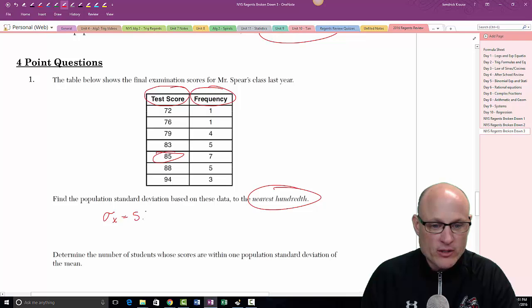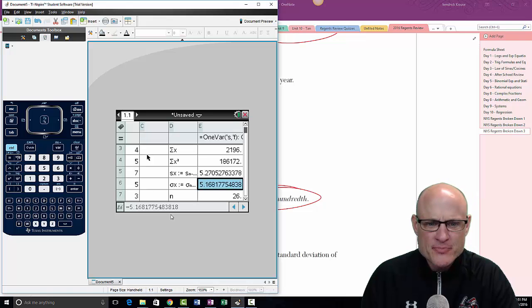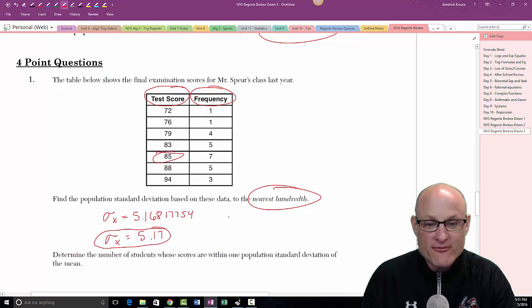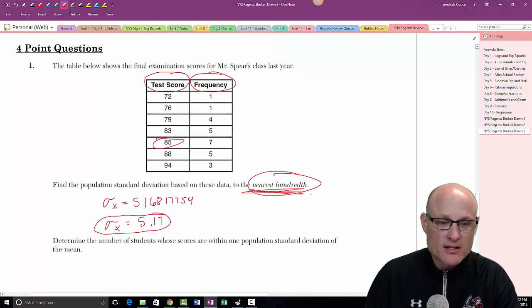So now, geez, I've got to rewrite sigma X, and this time it's 5.168, 17754. I say at least 6 decimals. That's good enough. It equals 5.17. There it is. If you don't have 5.17 rounded to the nearest hundredths place, you're wrong.